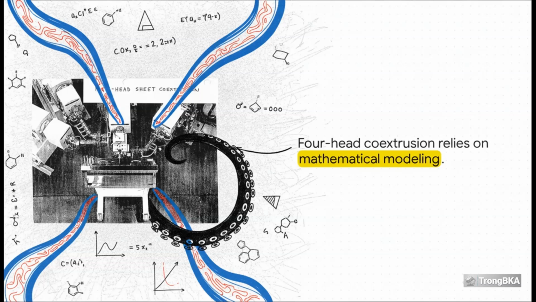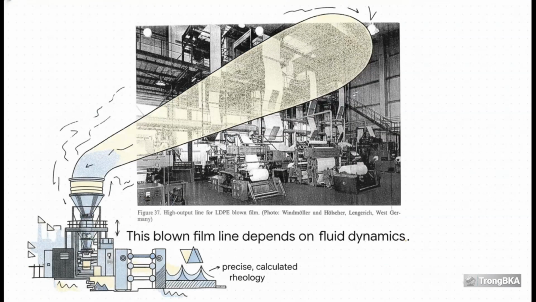Just behold a 4-head sheet co-extrusion line. You've got 4 separate extruders feeding different molten polymers into a central die block. It honestly resembles a giant mechanical octopus. But thanks to rigorous mathematical modeling, the behavior of those fluids inside those massive steel blocks is completely predictable. And finally, just consider the sheer towering height of a high-output blown film line. The plastic is extruded upward in this continuous, incredibly thin, fragile bubble that stretches multiple stories high before it cools. This entire massive industrial operation completely depends on the precise, calculated rheology and perfectly tuned fluid dynamics happening right down at the very base of the machine.